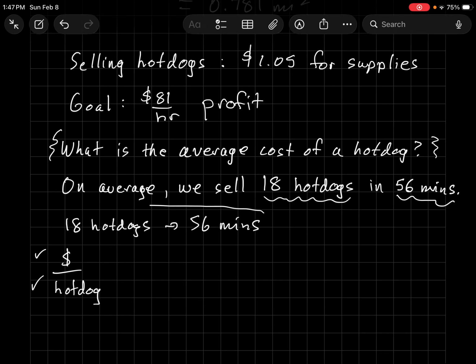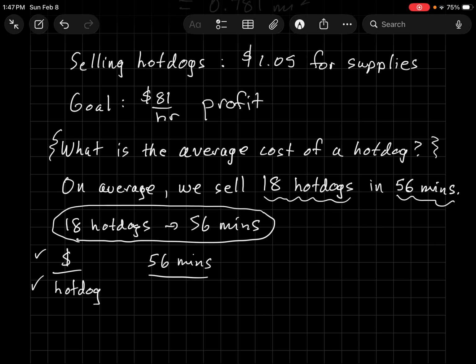But I've been given this to start. So how should I set it up? Well, I'm thinking let's do minutes up top and hot dogs below. Now, why did I think of doing that? Well, because I need hot dogs below. So why don't I just start there? Now, I have a goal of $81 per hour. Even though that's not what I'm trying to find at the end, I'm trying to find dollars per hot dog. But I do have this goal of $81 per hour.